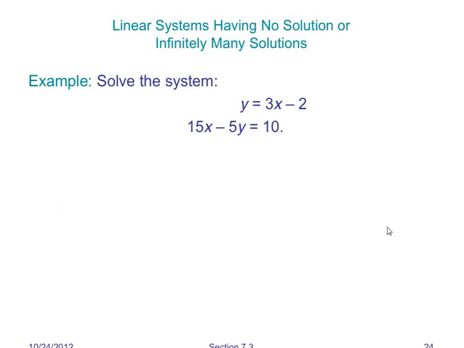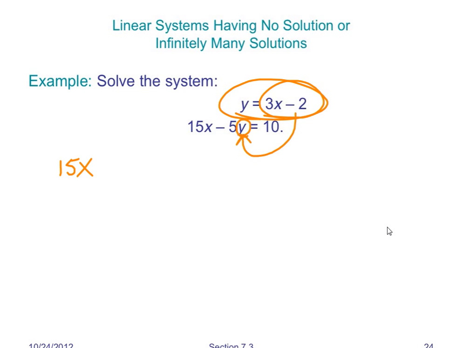I'm going to solve this. I have y equals 3x minus 2, 15x minus 5y equals 10. Since my top equation has been solved for y, I'm going to use substitution to solve. I'm going to take my 3x minus 2. I'm going to replace my y value in my second equation.